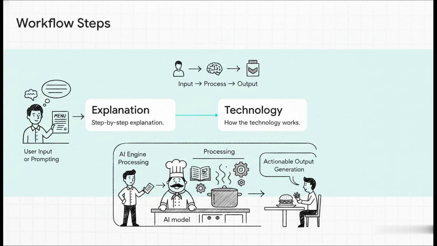Now, if you give a vague order, well, the chef might just cook you a shoe, right? Step 2 is the AI engine processing. The waiter takes your ticket back to the kitchen, where the chef, which is the AI model, uses its vast training and algorithms to cook up exactly what you asked for.